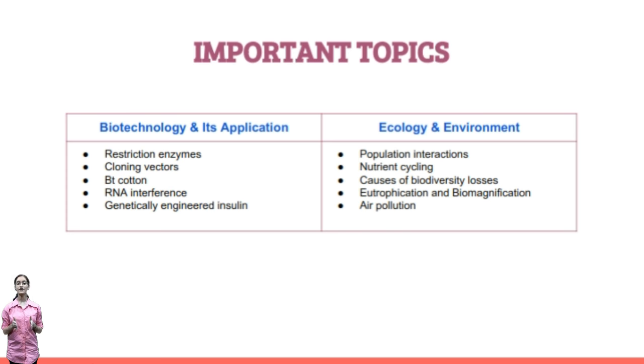Now, if we come to the 4th category, that is biotechnology and its application, you have to focus on topics like restriction enzymes, cloning vectors, RNA interference, and genetically engineered insulin. Under the category ecology and environment, you have to focus on population interactions, nutrient cycle, causes of biodiversity loss, air pollution, eutrophication, and biomagnification.